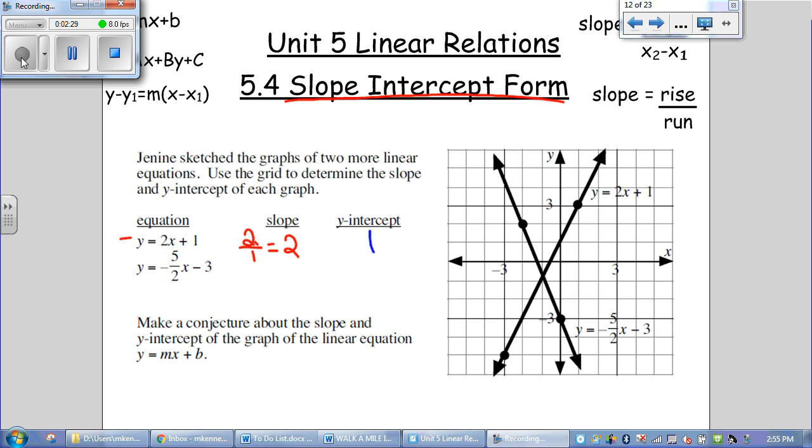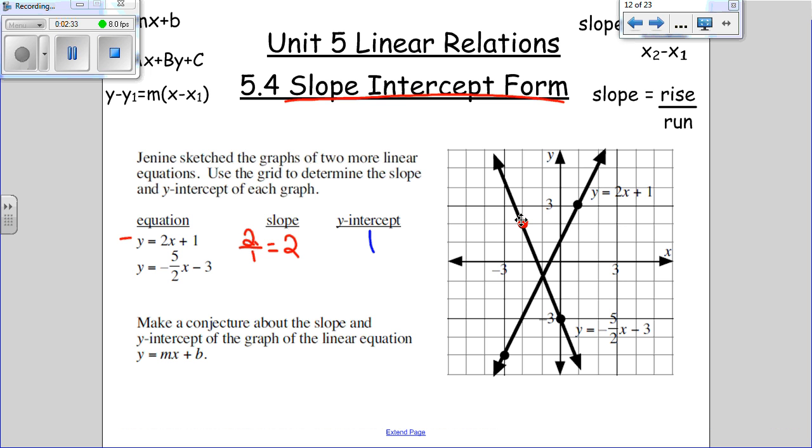The slope of this second line, you find 2 points on it. One there, there. You always work from left to right. This time, to get from the left point to the right point, I have to go down. So 1, 2, 3, 4, 5. Since I went down, we say negative 5. And to the right, 1, 2. That means the slope was negative 5 over 2.